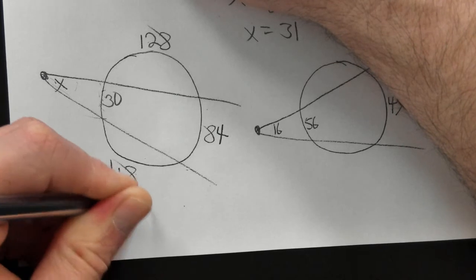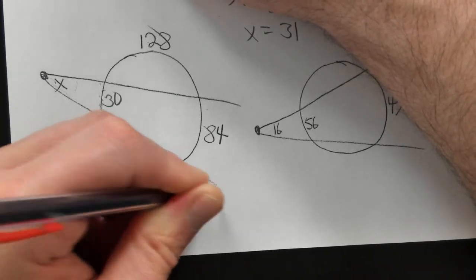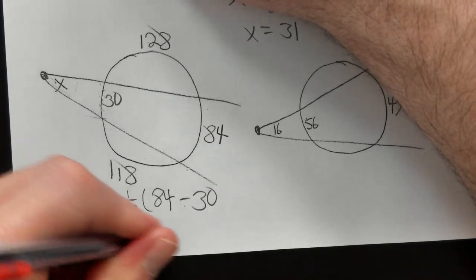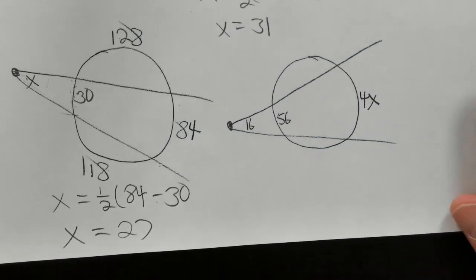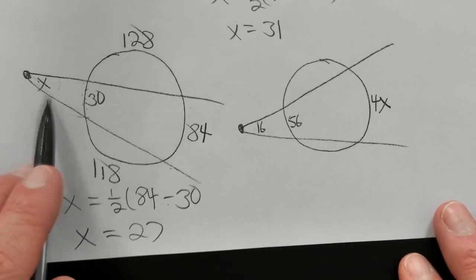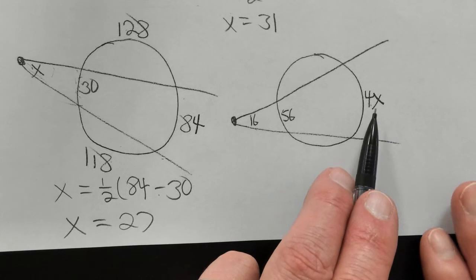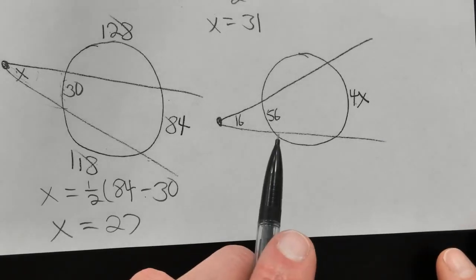equals 1/2, half the difference of 84 minus 30. Half the difference of 84 minus 30, which is 27. All right, so 27 is the right angle there. All right, so on this last one, the setup is a little bit different because typically the angle is x. But this time the angle is given to you and the x is over here in one of the arcs. We'll still set it up with the same pattern. We'll just have a different equation that we need to solve.